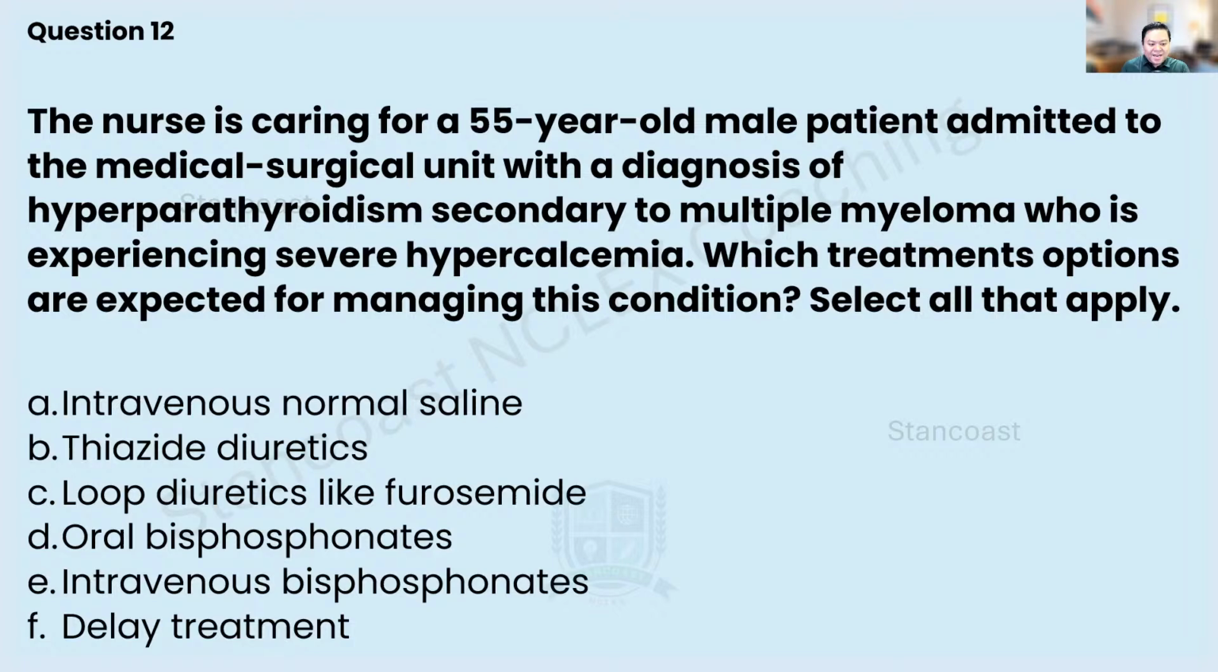Alrighty, let's have number 12. The nurse is caring for a 55-year-old male patient admitted to the MS unit with a diagnosis of hyperparathyroidism secondary to multiple myeloma. Hyperparathyroidism caused by multiple myeloma. This is not the primary type. Now, the patient has also severe hypercalcemia.